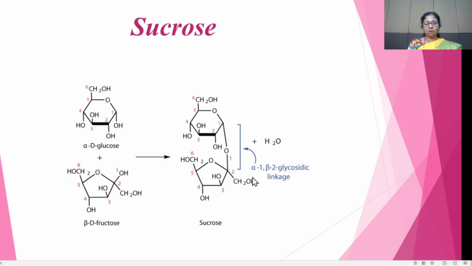Therefore, this linkage is called alpha 1. That means the OH group from the alpha side of this glucose, alpha 1, and beta 2, this one, because the OH group is on the beta side, and the linkage is between this alpha and beta. Therefore, this linkage is called the alpha 1 beta 2 glycosidic linkage. In this way, sucrose is formed from alpha D glucose and beta D fructose.